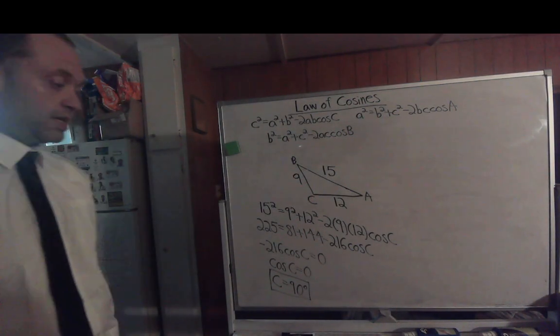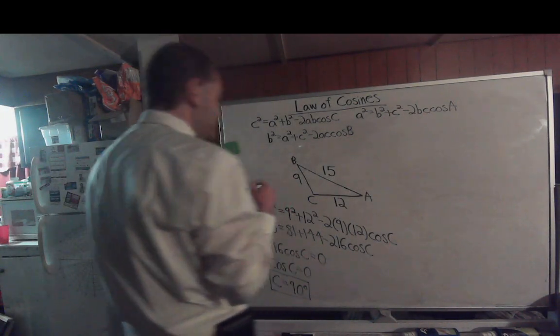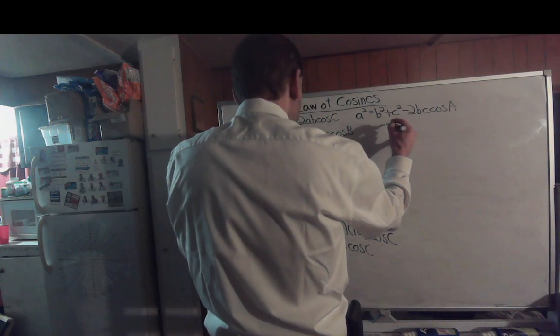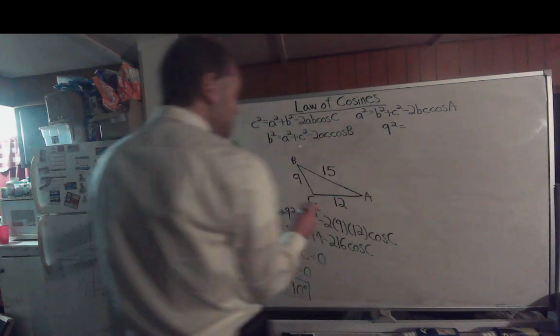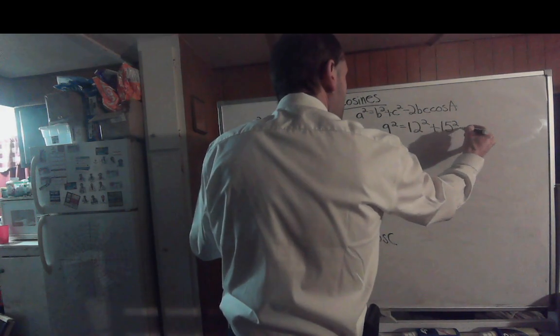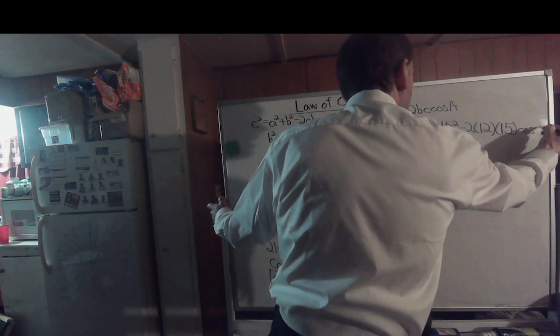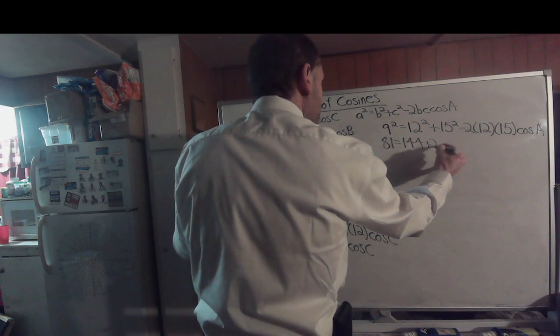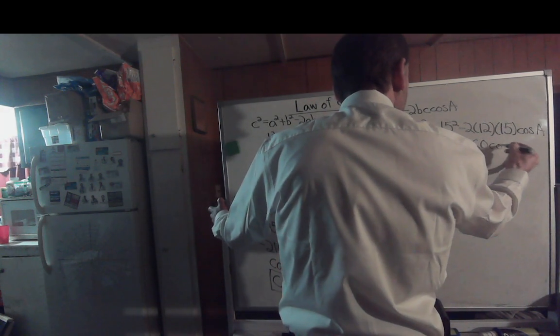We still need to find angles A and B. Well, let's go for angle A. Since we want to solve for angle A, let's use this formula. So that would mean that our A squared, which is going to be the 9 squared, equals B squared, which is 12 squared, plus the C squared, which is going to be 15 squared, minus 2 times side B, which is 12, times side C, which is 15, times the cosine of A. So this means 81 equals 144 plus 225 minus 360 times the cosine of A.